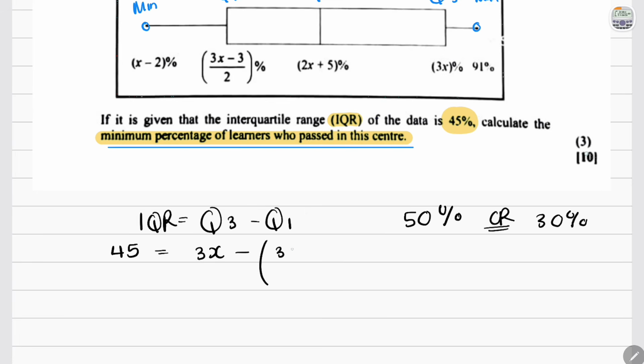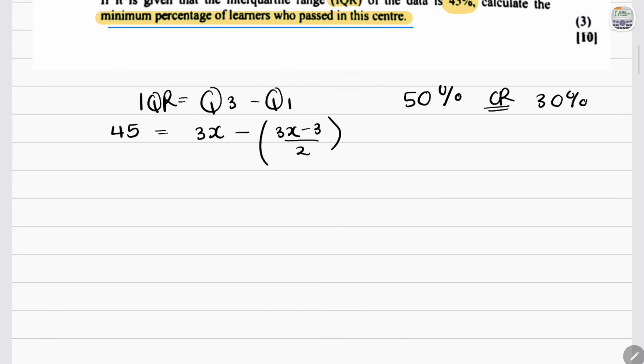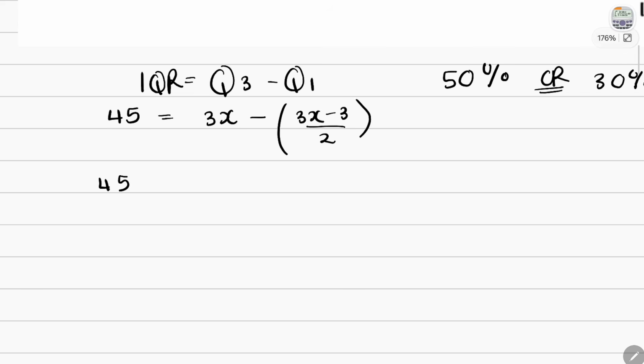I'm going to use a bracket here because I'm going to break these two up. It's really just going to be two terms: 3x over 2 minus 3 over 2. So let's go ahead and solve for x in this equation first. So 45 is equal to 3x, and then if you break it open, there'll be 3 over 2x minus 3 over 2. And if you multiply that negative in, that's going to give you negative 3 over 2x and then positive 3 over 2.